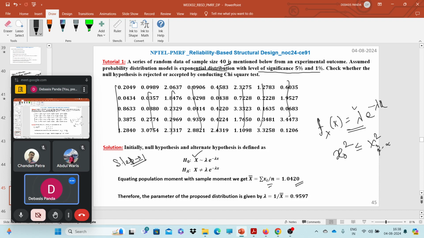Now for the exponential distribution, what does the parameter lambda say? Lambda is 1 by mu, that is 1 by x bar. We solved a problem related to the moment generating function, where we saw that we can easily calculate the lambda parameter like this, 1 by x bar. So we get the parameter lambda here. We have the population mean, and from it we have found the parameter for the distribution we used for the null hypothesis. Now, what we need to do is find K, find P, and calculate all the chi-square values. Let's see.